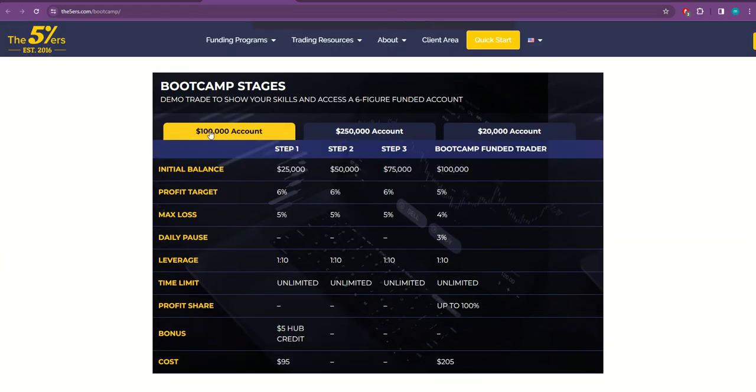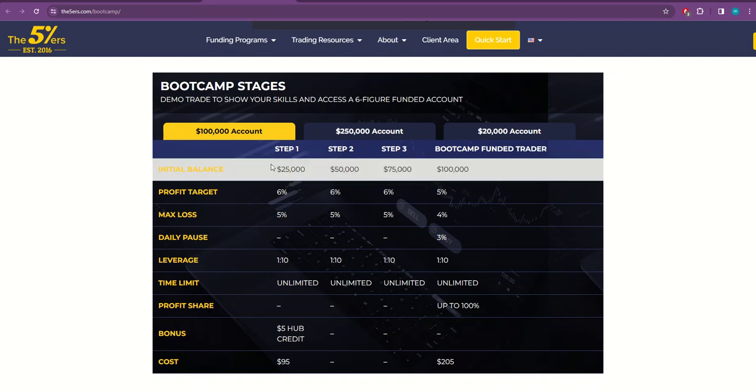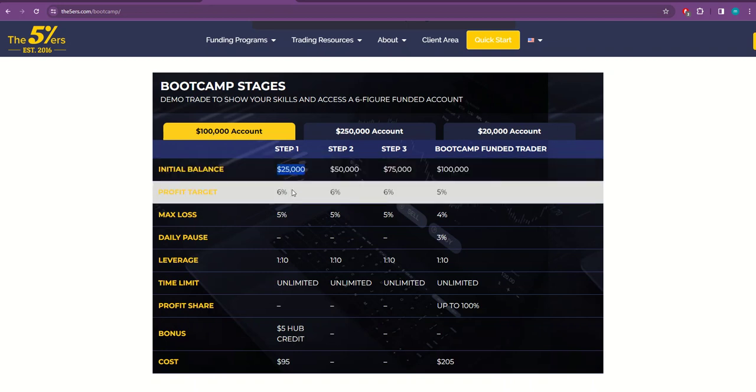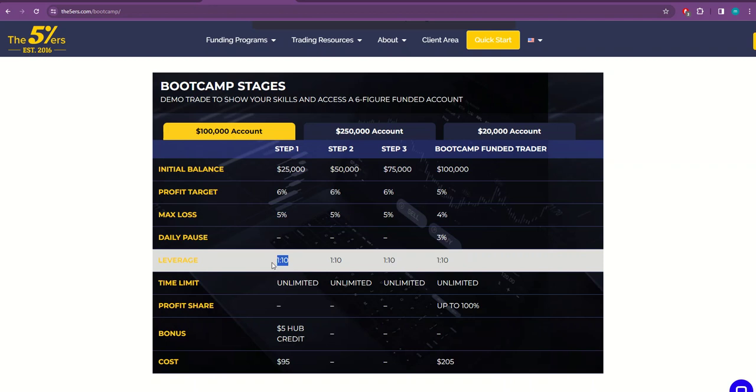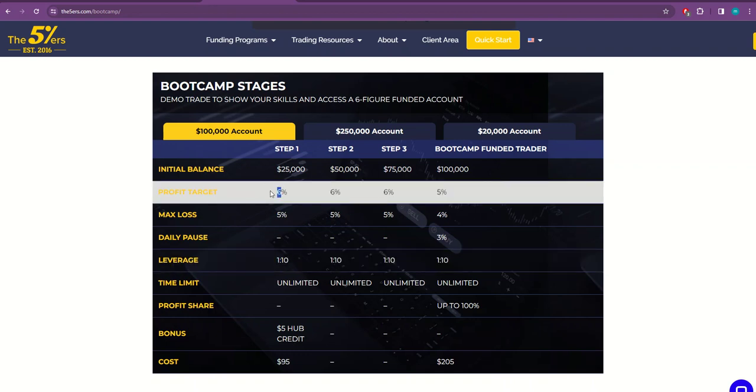Why? Because they'll say they are giving you a $10,000 account, but they're going to start you with $25,000, and then you have to make 6% of it, and you have a maximum loss of 5%. But look at the leverage, it's 1:10. This is crazy, because you're not going to be able to open a bigger lot size that is going to help you actually reach these targets with ease. By the time you reach these targets, guys, you will have put in a lot of work, so it's going to be tough.